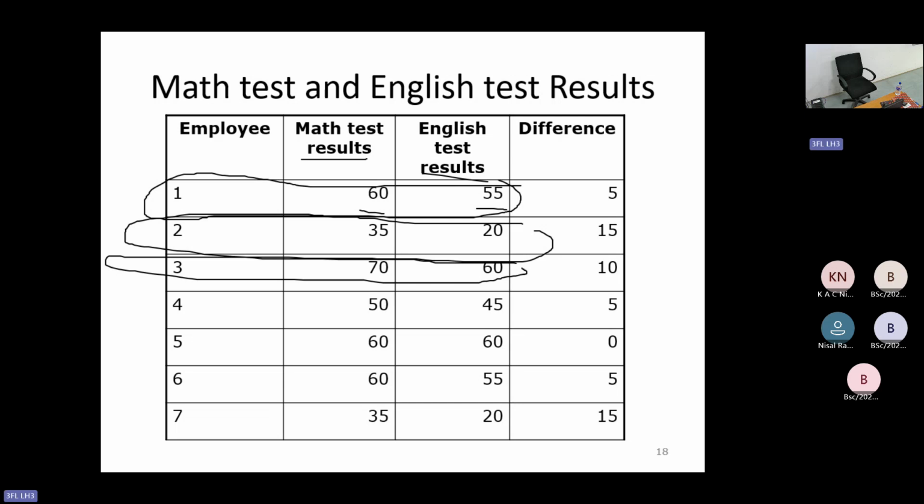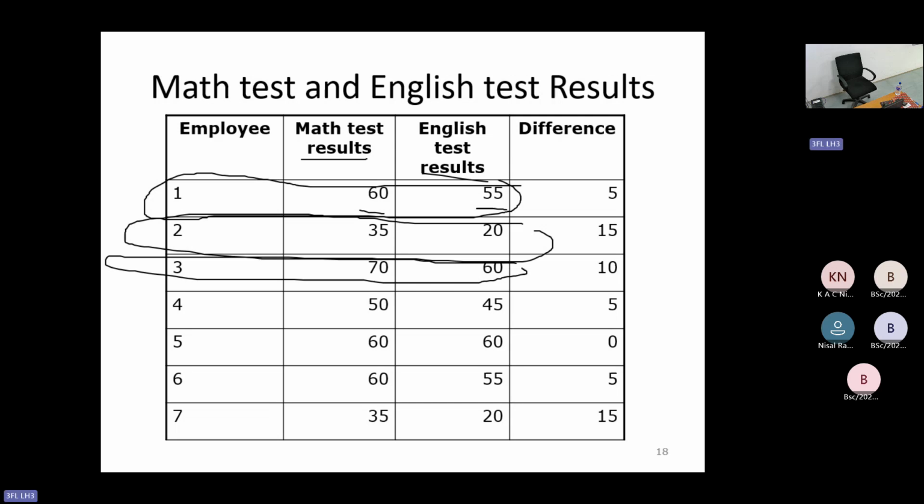Can you see 2 independent groups? No. The same employee has done English and mathematics. So can you do an independent sample test here? No, it's not relevant. Because for example, if we have males and females, then 2 independent groups are there. Here the same employee has done English as well as mathematics.